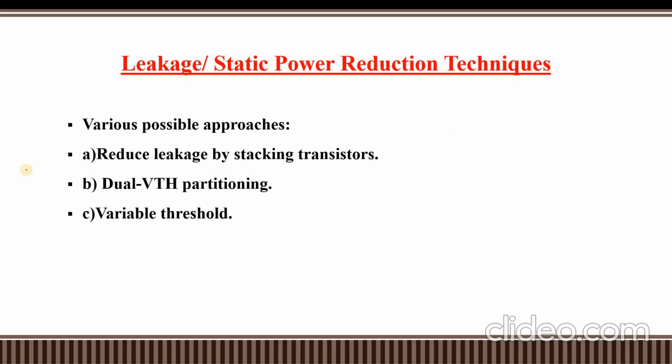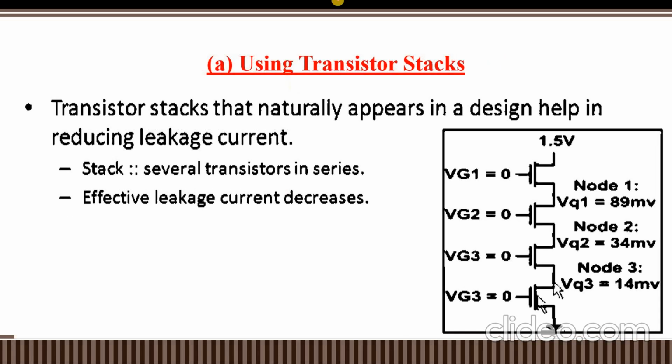Okay. And now static power reduction techniques. Up to now we have discussed dynamic power dissipation techniques, how to reduce the dynamic power. Now we have to discuss static power reduction techniques, or leakage power reduction techniques. The various approaches to reduce the static power are: reduce the leakage by stacking the transistors, dual VTH partitioning, VTH meaning threshold voltage, and variable threshold. These are the three methods. By using these three methods, we can reduce the static power dissipation. Okay, let us see one by one.